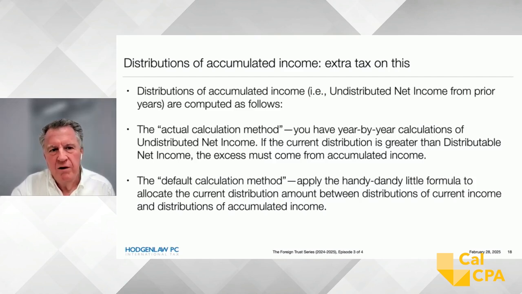Let me just complete the loop on the actual method. Instead of having this year by year back to the year one, they have an averaging method, and I'll show you some simple math on Form 4970 in a second about that, where you only have to look at the previous 5 years of tax returns filed by the beneficiary to figure out how much the tax is going to be. The default method just uses the little handy dandy formula, and it calculates the accumulation distribution amount for you. And then you can go on to Form 4970 and calculate the tax.